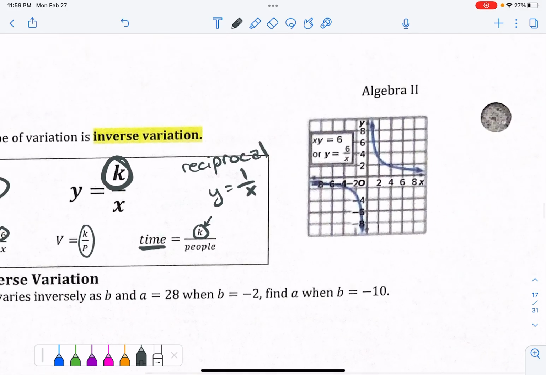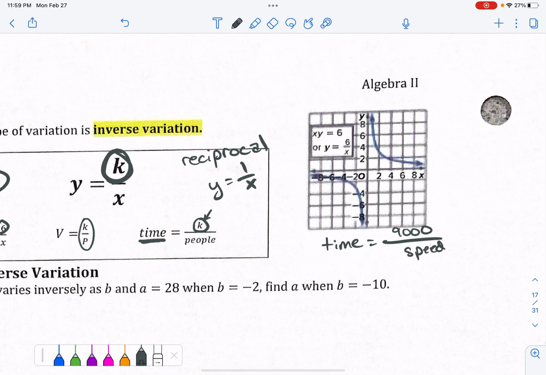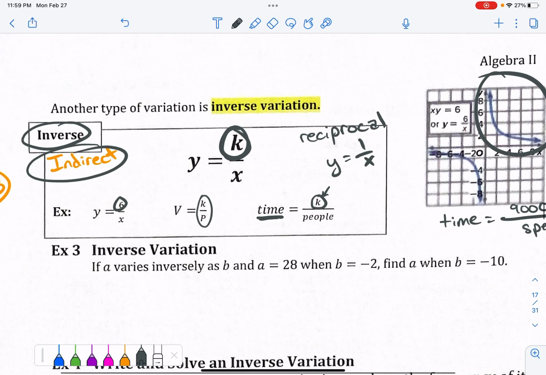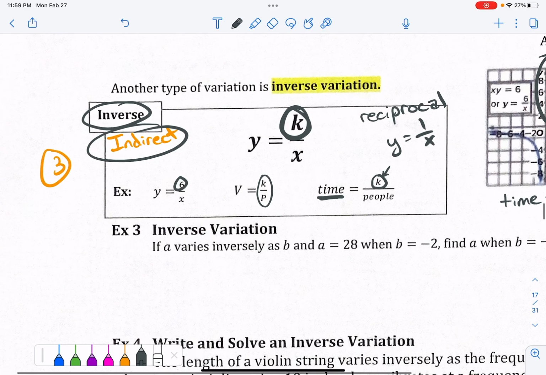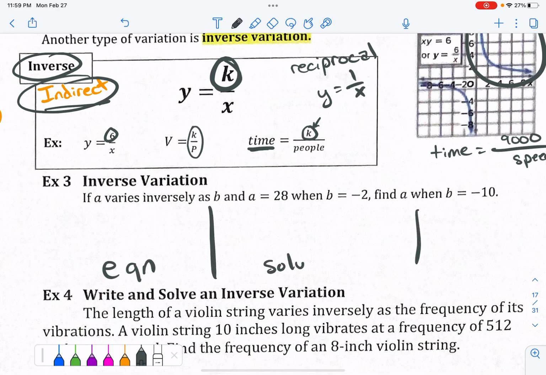So yesterday we had an example of like the time that it takes to fly somewhere is equal to the distance, which we had like 9,000, divided by the speed, right? And it looked something like this, right? So those are reciprocal, those are inverse variations. So they'll say that it varies inversely, or they might say indirectly, okay? So again, we're going to have our 3 steps where we write our equation, we're going to solve for k, and then we're going to solve for what we want, okay?